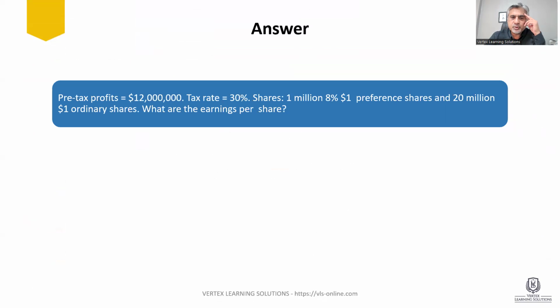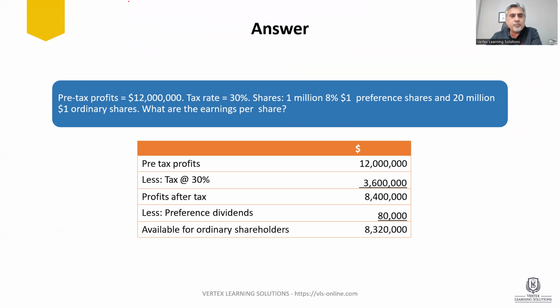Let me show you the calculation, how you should do it. You should do it like pre-tax profit. This is the same thing repeated here so that the numbers remain in front of you. So first of all, you say, how much is the profit? 12 million. First, you subtract the tax. Let's put it in bracket. So 3.6 million is the tax, 30%, that's gone. What is remaining is profit after tax, 8.4 million.